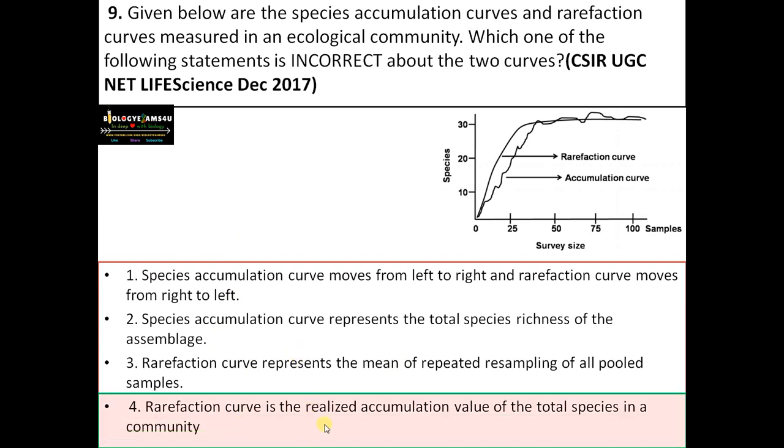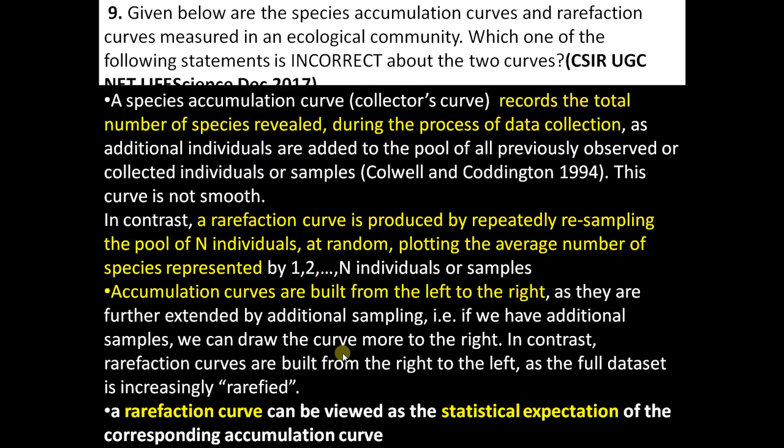And this is the incorrect option. It is not the realized accumulation value. It is the expected value of the total species in a community. And I'll be giving a brief description about this. A species accumulation curve is also called a collector's curve. It records the total number of species revealed during the process of data collection. It is the actual record of the number of species occurring during data collection, whereas a rarefaction curve is prepared by repeatedly resampling that region. Each time that particular team will witness a different number of species, therefore plotting the average number of species of different samples.